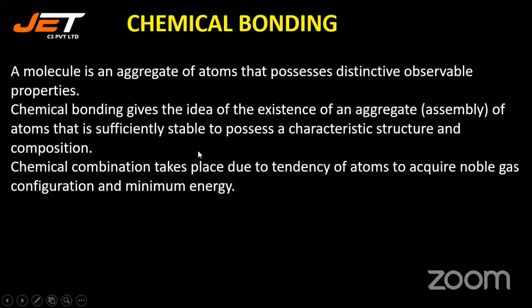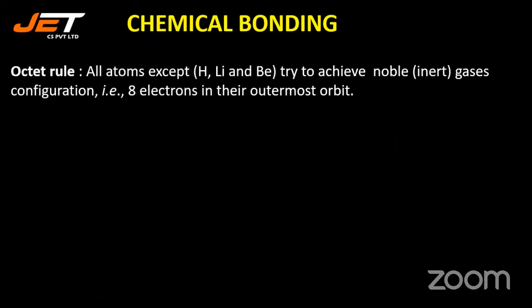Yes, ma'am. Okay, good. So the octet rule: all atoms except hydrogen, lithium, beryllium try to achieve noble gas configuration. What is the noble gas configuration? We can say that they try to have 8 electrons in their outermost orbit. See, the K, L, M shells: K can have a maximum of 2 electrons, then 8, then 8, then 18, 18, 32. All these things you have read in class 10, the K shell, L shell, M shell.